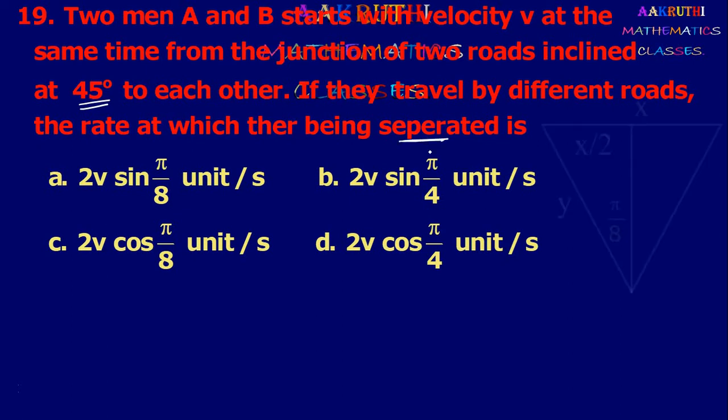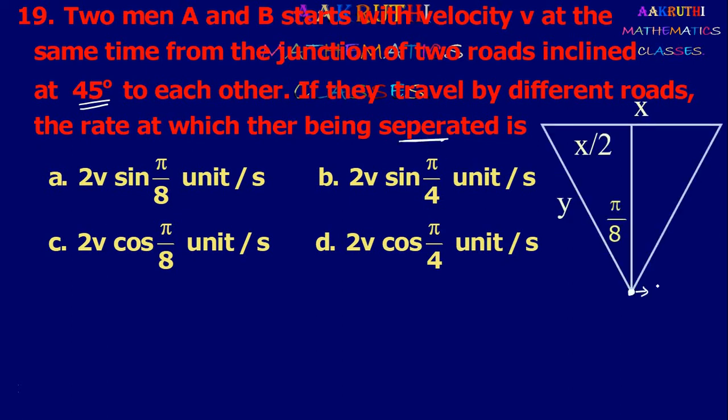So here also we first draw a diagram. We consider two roads. This is the starting point, and these are two roads which are separated by an angle of 45 degrees. That is, the angle between the two roads is 45 degrees. So we take any time t. They are at a distance of y from the starting point, and they are separated by x units.